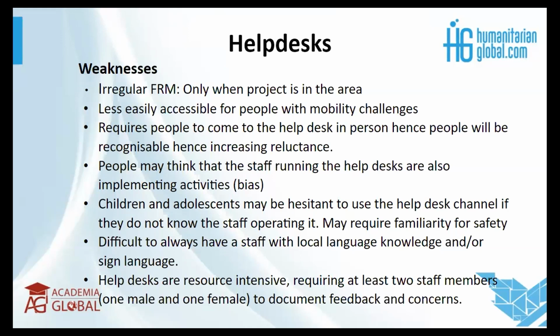through using this channel. Then number 4, we have community members who may think that the staff who are running the help desk are also the people who are implementing the activities. So that means that they could be biased in receiving the feedback. It's important to give this information for the people to understand that these are 2 different things.